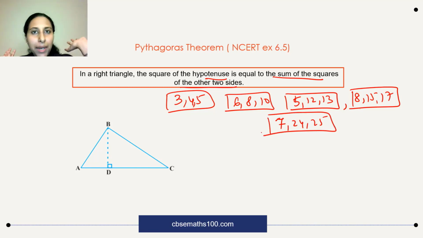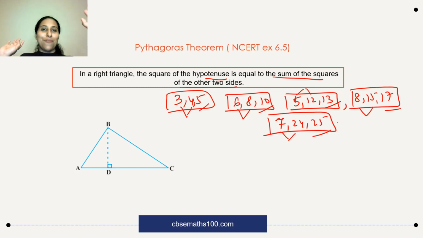All these are important Pythagorean triplets, which if you remember can help you in the exam, because this means 3 square plus 4 square is 5 square. 6 square plus 8 square is 10 square. 5 square plus 12 square is 13 square. 8 square plus 15 square is 17 square. 7 square plus 24 square is 25 square. Remember this.